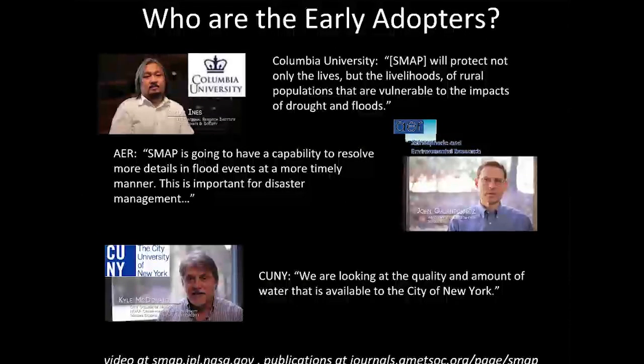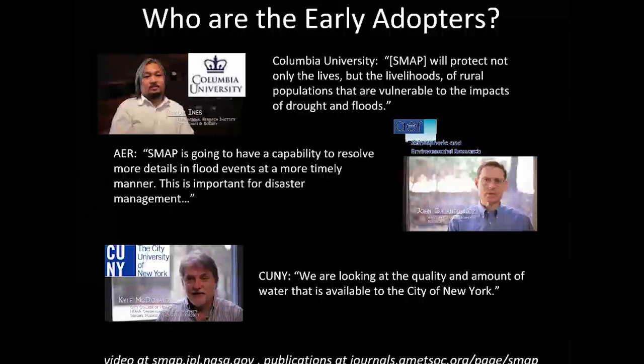We have Columbia University looking at the livelihoods and rural populations. So they're looking at the vulnerability of drought and floods. And then we have commercial companies like AER using SMAP data to look at the details of flooding events, specifically flash floods. And our group up in New York at the City University of New York is looking at water quality. They're working actually with water managers to understand how soil moisture data helps them understand water quality for the city of New York a little better.